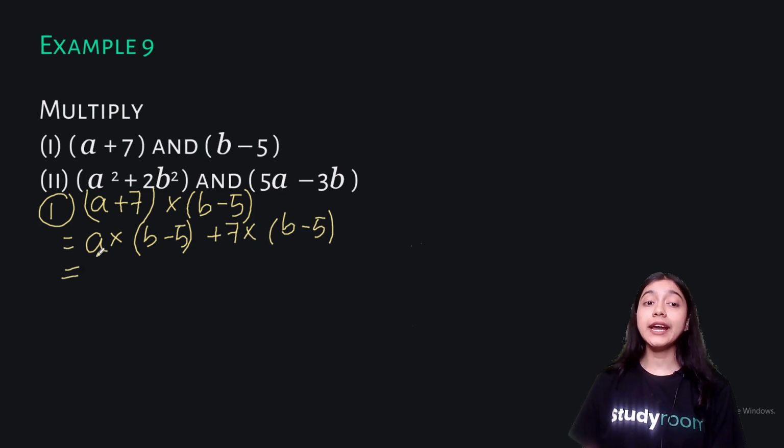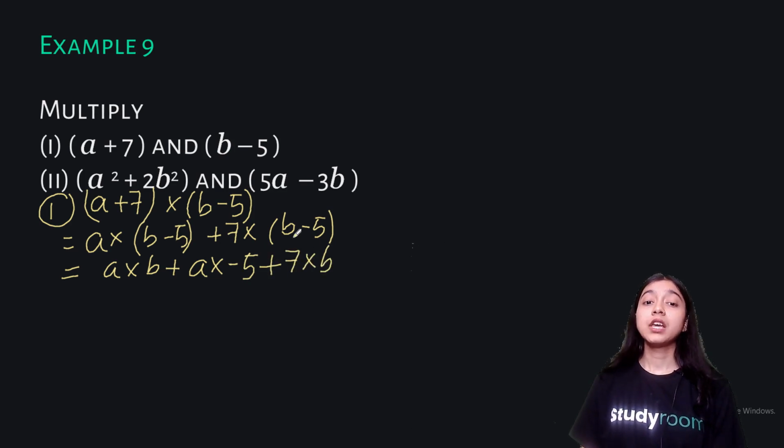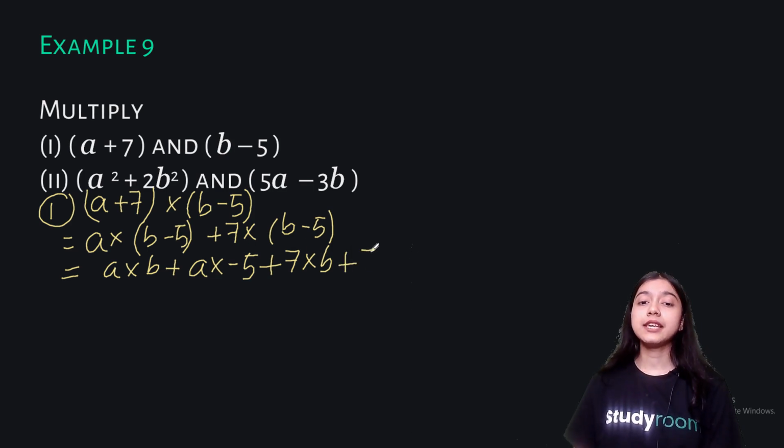So over here we get a multiplied by b. And then we have to multiply a with minus 5. So I'll write plus a multiplied by minus 5. Now I have plus 7 multiplied with b. And again I have plus 7 multiplied with minus 5. Just keep this in mind to keep the negative terms within brackets so that you don't get confused at the end.